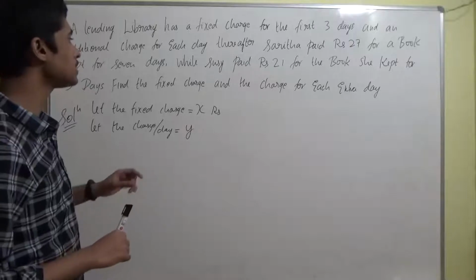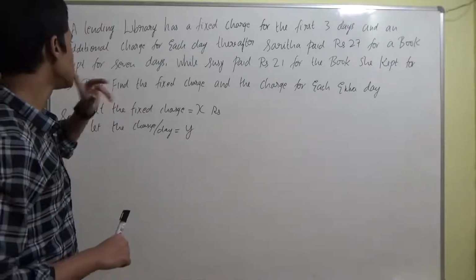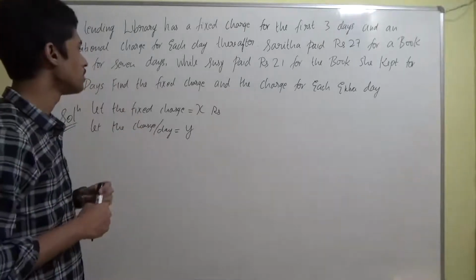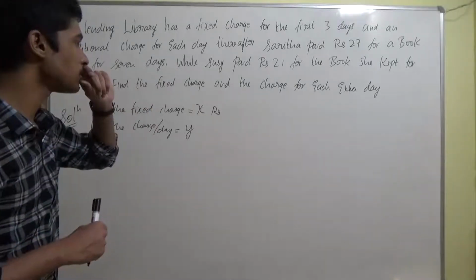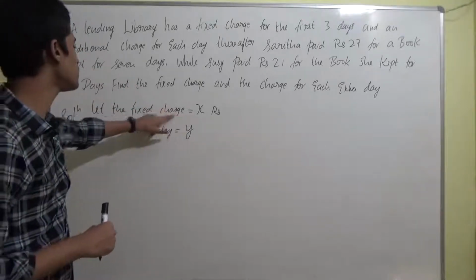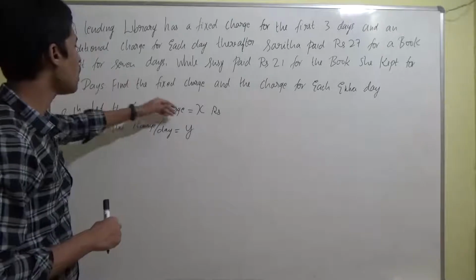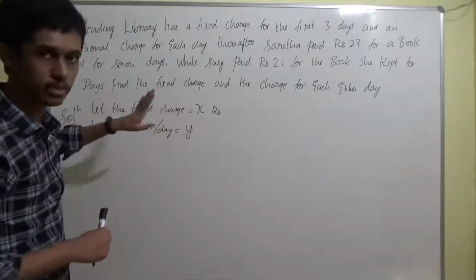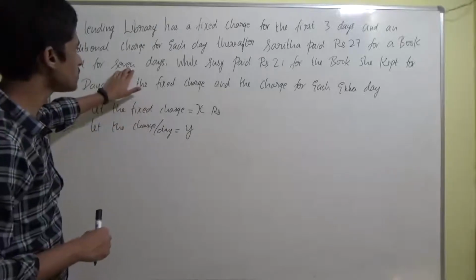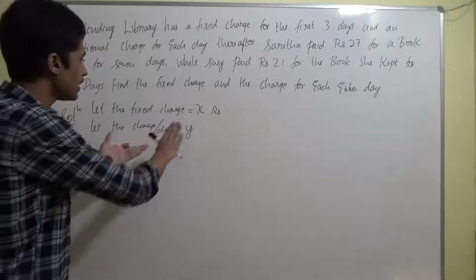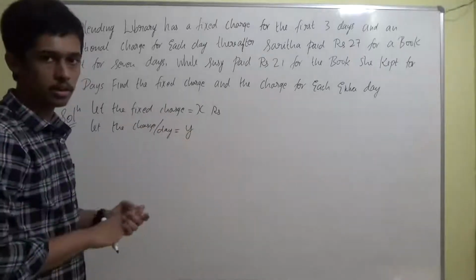So it is x rupees and this is y rupees. Now going by the condition, Sarita kept it for 7 days, which means, guys, there is a small trick here. You might go wrong. So the amount she paid was 27. So 7 days means 3 days is going to go with the fixed charge, right? So apart from the fixed charge, how many days has she kept? 3 days she kept the book in fixed charge. For 7 days means, in 7 days, 3 days was what?